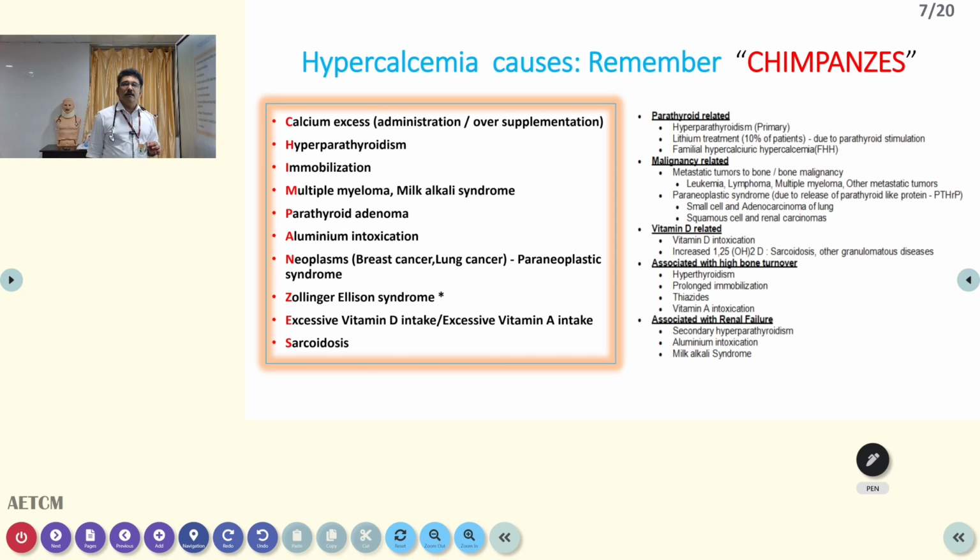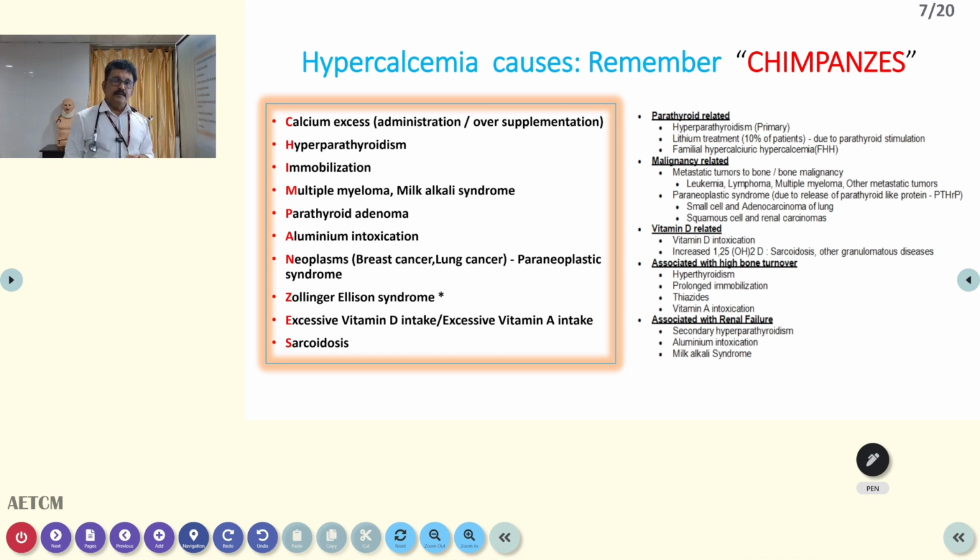Parathyroid gland adenoma is another important condition. Others include aluminum intoxication, neoplasms like breast cancer and lung cancer, metastatic bone lesions, paraneoplastic syndrome, Zollinger-Ellison syndrome, and excessive vitamin D intake. Nowadays, if you check vitamin D in almost all patients, levels are very low, so patients start taking vitamin D continuously. If they take it for more than 3 to 4 months, you can see vitamin D excess, and sometimes it can go to dangerous hypercalcemia.